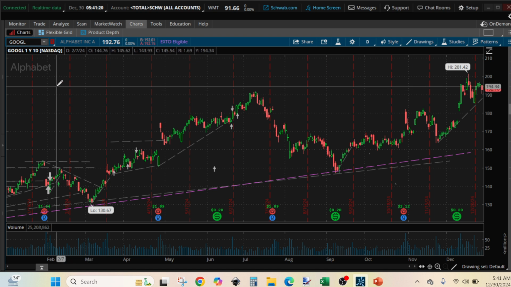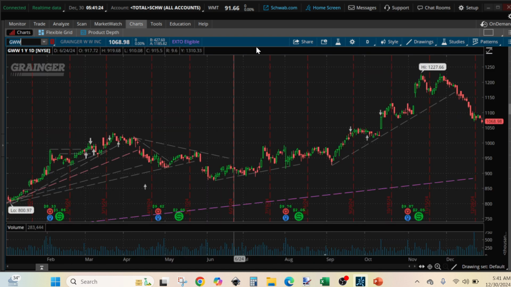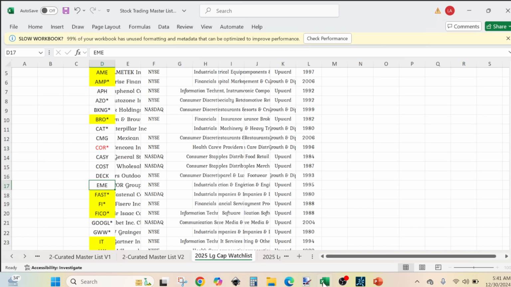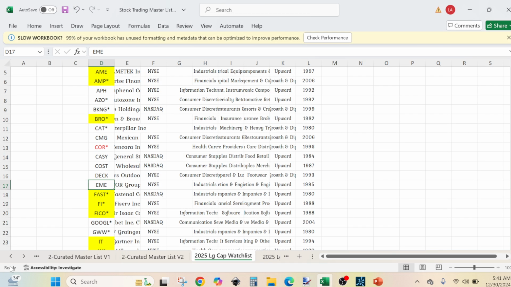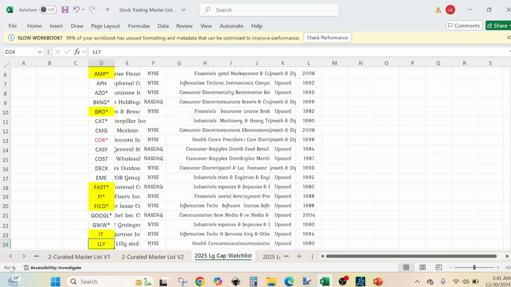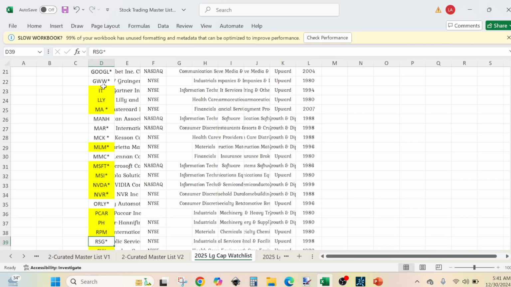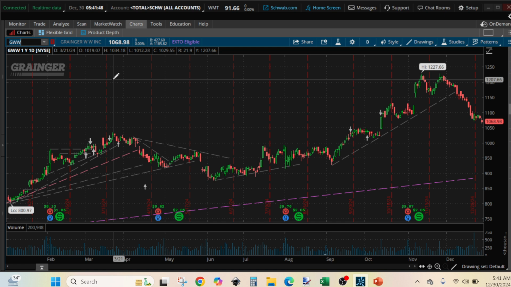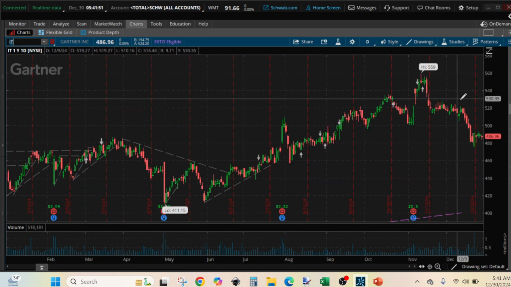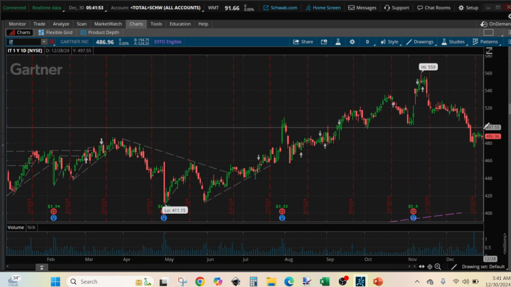GWW. This is the line you like to buy on. The price is nowhere near it yet. IT. That one we bought as well. Okay, we bought it there and it's going down.